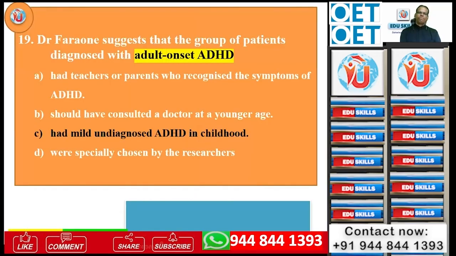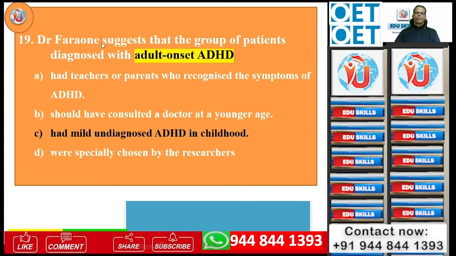Dr. Farron suggested that the group of patients diagnosed with adult onset ADHD: A, had teachers or parents who recognize the symptoms of ADHD. B, should have consulted a doctor at a younger age. C, had mild undiagnosed ADHD in childhood. D, were specially chosen by the researchers.